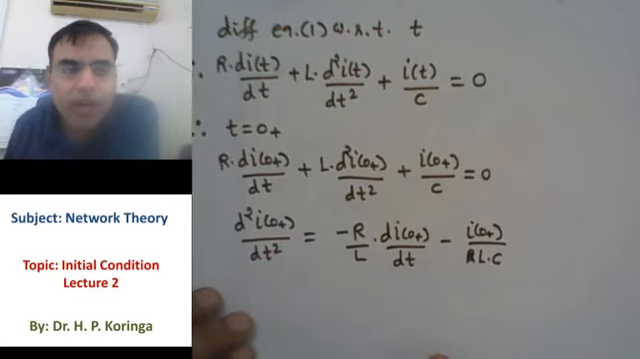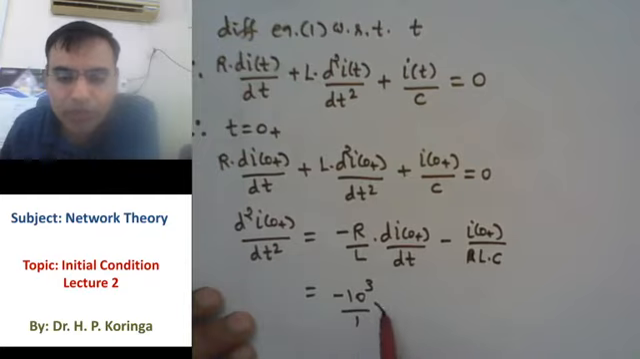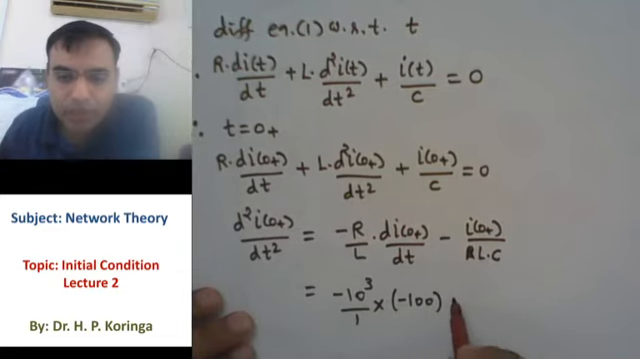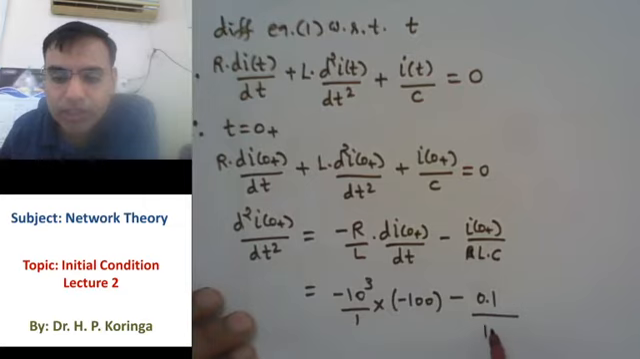Substitute the values of R, L and C. Value of R is 1 kilo ohm. Value of L is 1. Value of dI(0+)/dt is minus 100. Value of I(0+) is equal to 0.1, and value of L is 1, and value of C is 10 raised to minus 7.